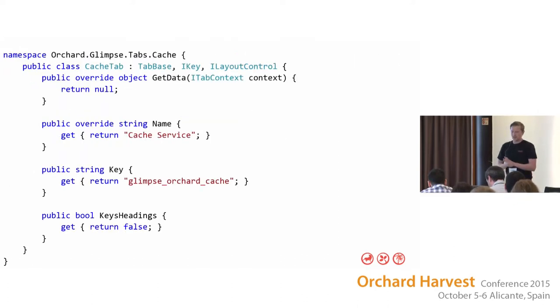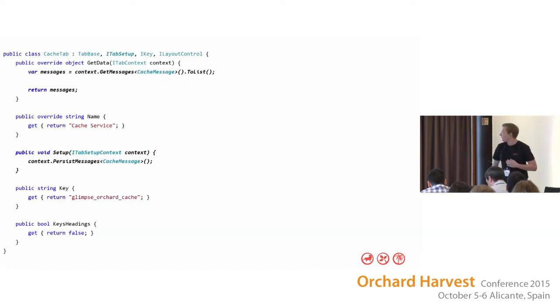So if we go back to the tab that we had before, this is the tab that we created earlier, and we're going to very easily set this up to be able to read the messages from the broker. We can do that by fleshing out the getData method and also adding one more method in there. The items in bold are the changes from the previous slide. You'll see in the getData method, we are getting the messages of type cache message, and we're just returning them. And that's all you need to do. You'll also notice an extra method on here called setup.